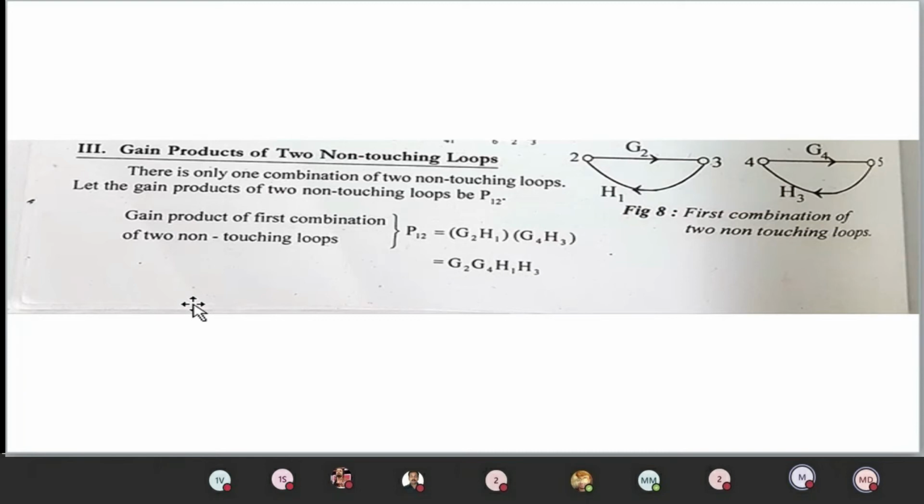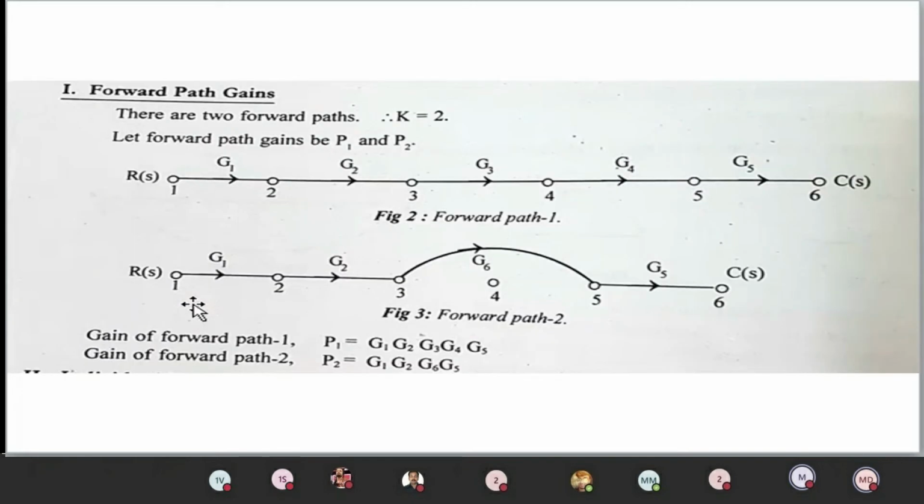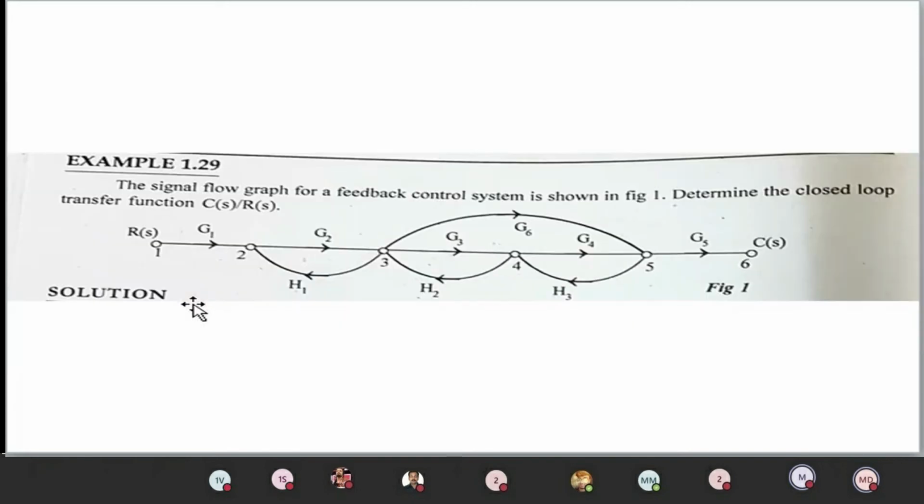Right? Okay. So please kindly understand, determining the product of non-touching loops is very important. The possibility of making mistakes is higher here, so you need to be alert and watchful. Then only you can avoid making mistakes.